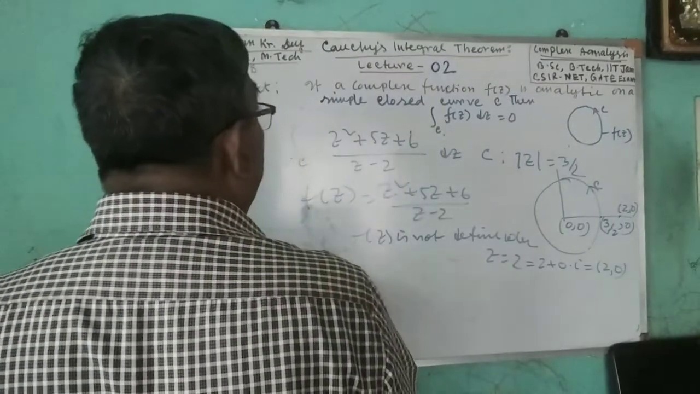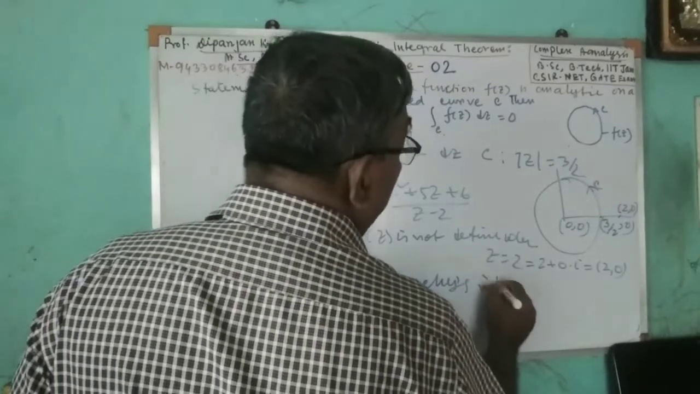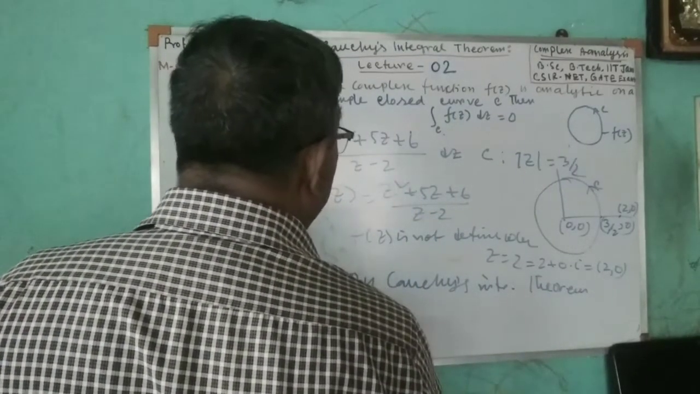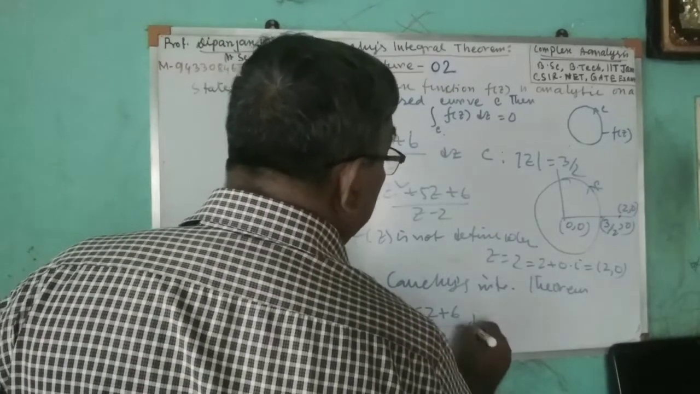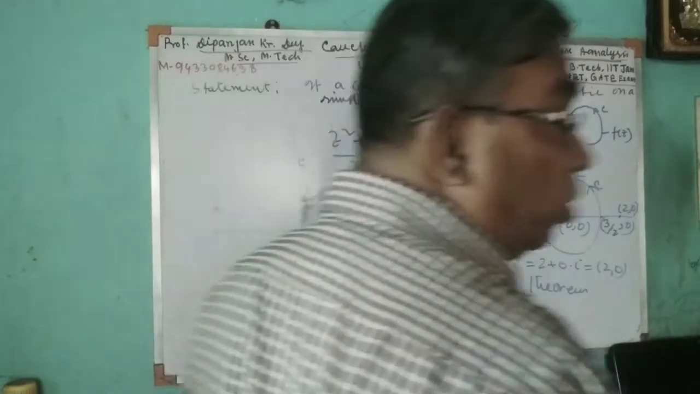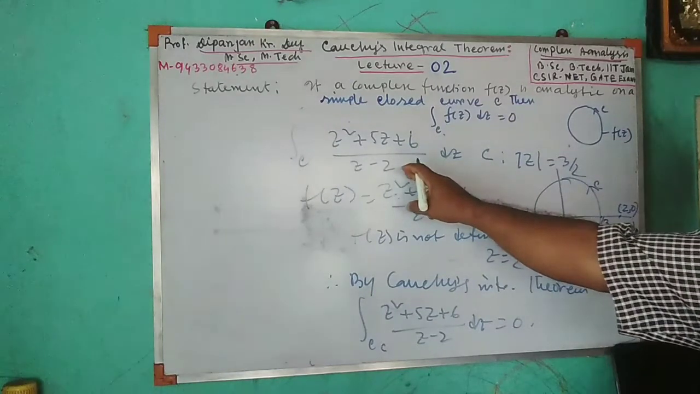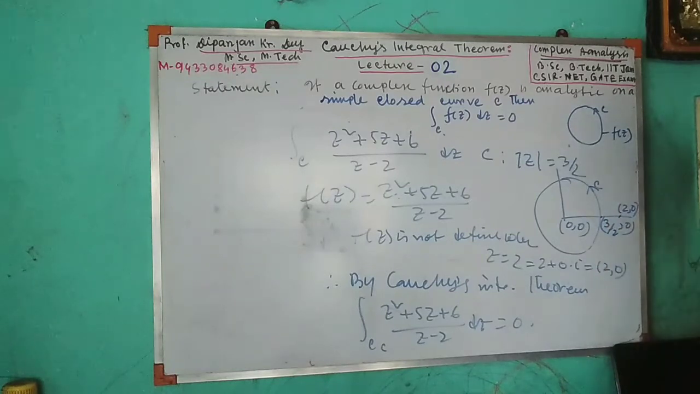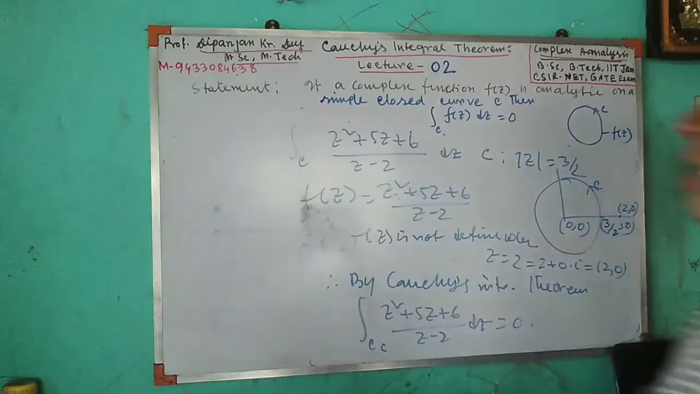So by Cauchy's integral theorem, the integration over C of z square plus 5z plus 6 by z minus 2 dz is equal to 0. Directly we can write 0, because the singular point here, z equal to 2, is not inside the circle; it is outside the circle. So by Cauchy's integral theorem, this value equals 0. This is example 2.